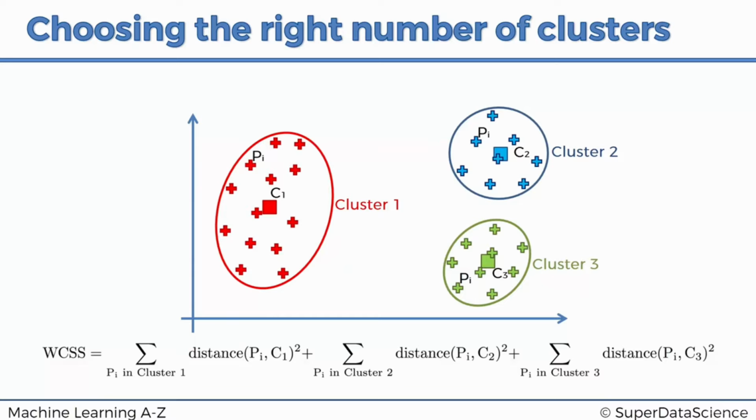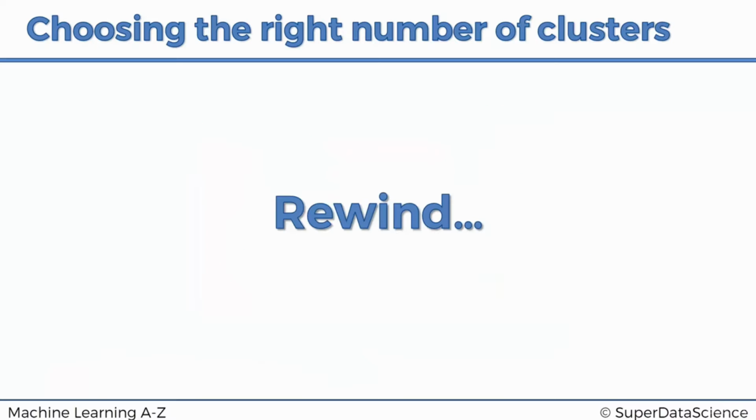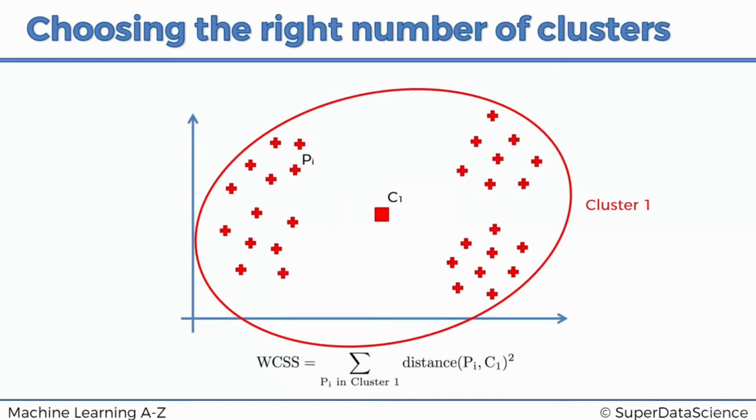And how do we know that? Well, let's have a look. Let's rewind back to when we had one cluster. Let's see how that metric, WCSS, is going to change as we increase the number of clusters. All right, so there is our chart with just the one cluster.